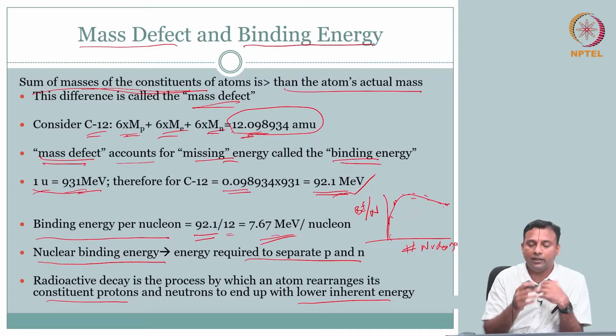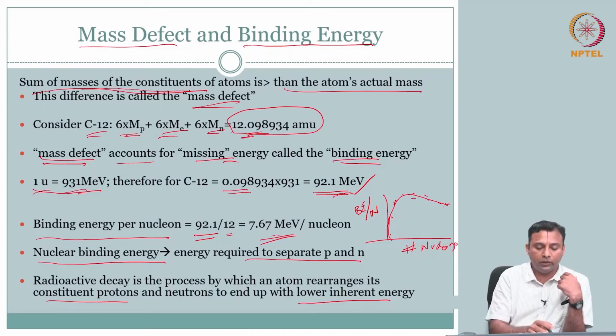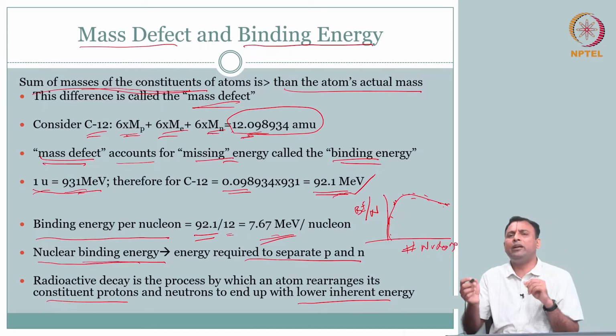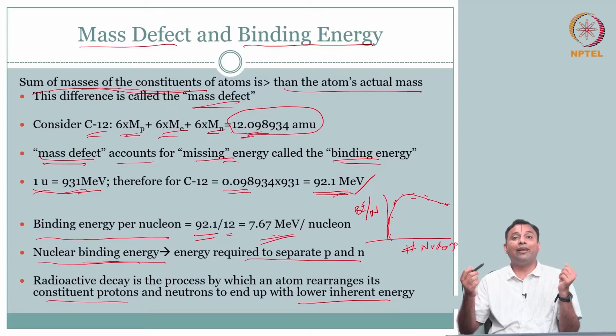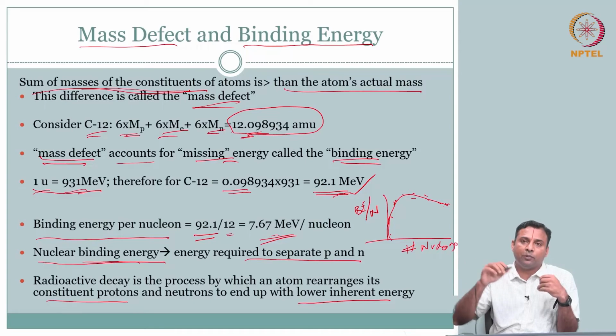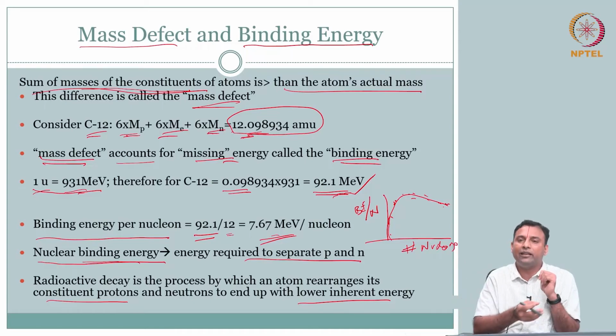It rearranges the constituents. This nuclear binding energy is analogous to the concept of electron binding energy that we saw. There, the electrons had to rearrange, and in the process gave out the excess. A similar thing happens here, but this is now happening in the nucleus.